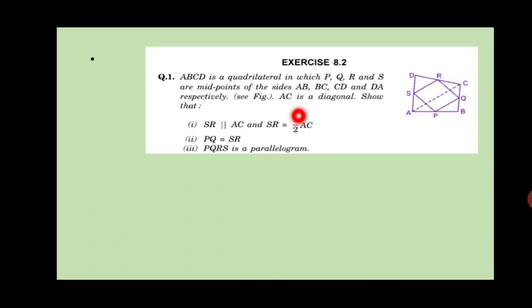Now, let us solve exercise problems based on the midpoint theorem. ABCD is a quadrilateral in which P, Q, R and S are the midpoints of sides AB, BC, CD and DA respectively, and AC is the diagonal. Now show that SR is parallel to AC and SR is equal to half of AC. Similarly, PQ is equal to SR, then PQRS is a parallelogram.